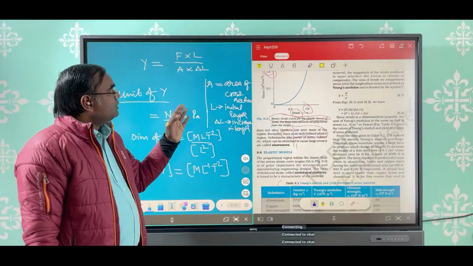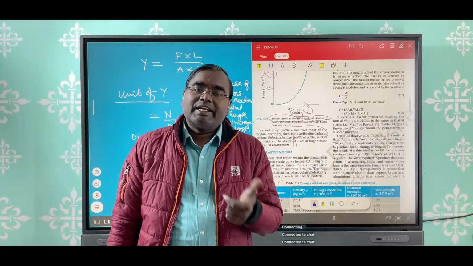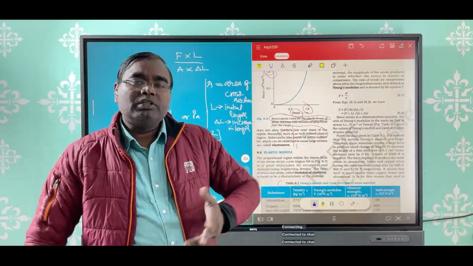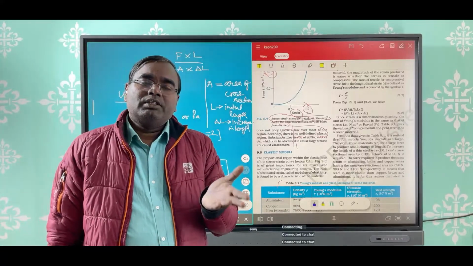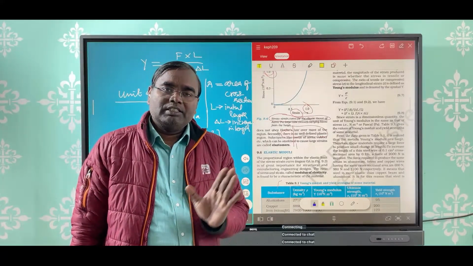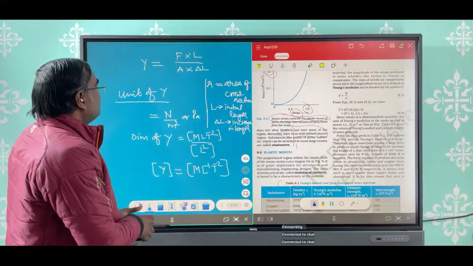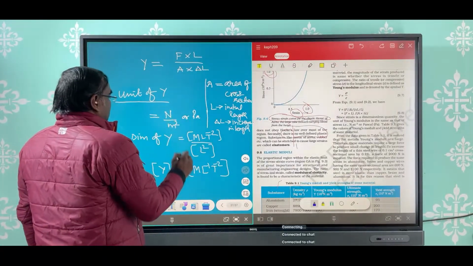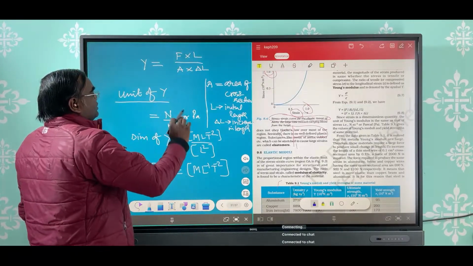Why? Because the modulus is itself defined by the ratio of the stress and strain, and strain has no dimension, no unit. So what is left? Left is the unit of the stress or dimension of the stress. So in all three cases, the unit and dimension will be the same. But one thing here, I will show you that it can be written in another term also.